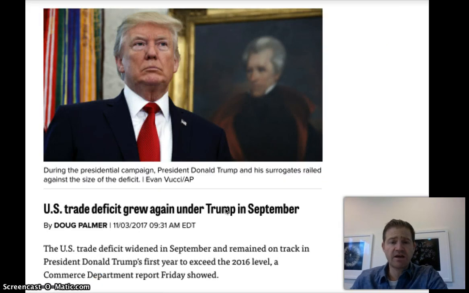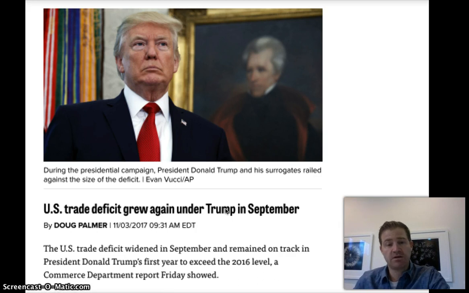There's not a lot of data for President Trump yet. The U.S. trade deficit grew again under Trump in September. And it says here that the U.S. trade deficit widened in September and remained on track in President Donald Trump's first year to exceed the 2016 level. So it looks like the trade deficit is going to increase from where Obama had it in 2016.